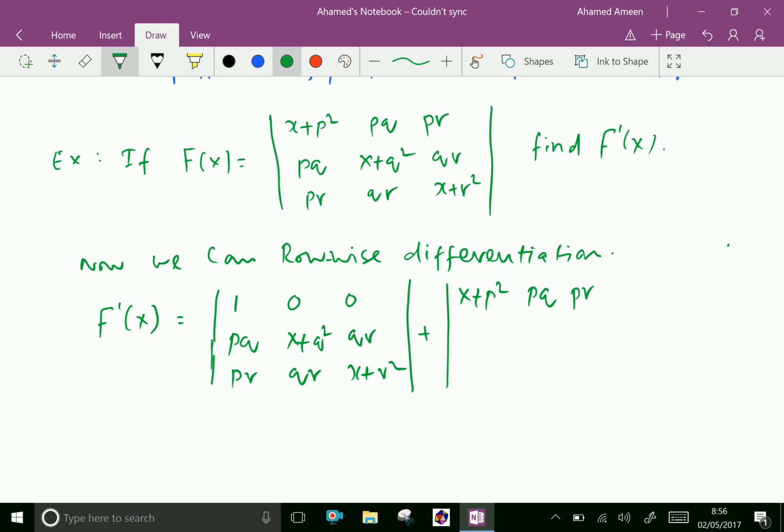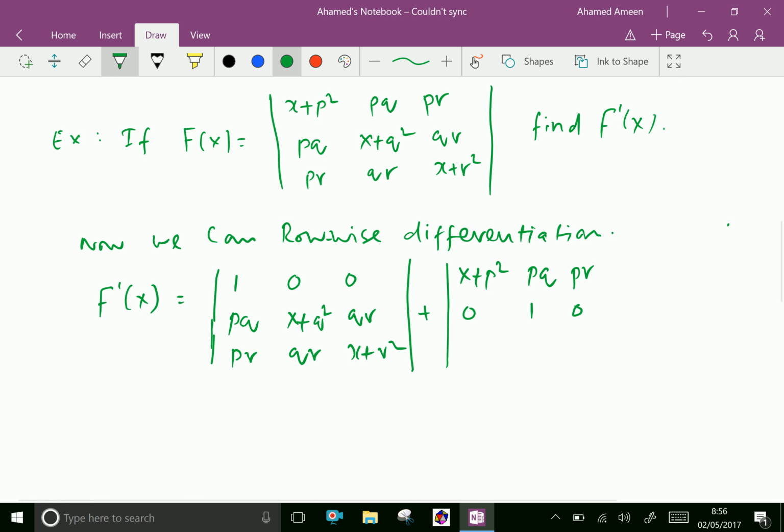Second row differentiation: pq differentiation is 0, x plus q square differentiation is 1, qr differentiation is 0. Then third row: 0, 0, and x plus r square differentiation is 1. Plus, keep the first and second rows as they are, x plus p square, pq, pr, and pq, x plus q square, qr. Third row differentiation: pr differentiation is 0, qr differentiation is 0, x plus r square differentiation is 1.